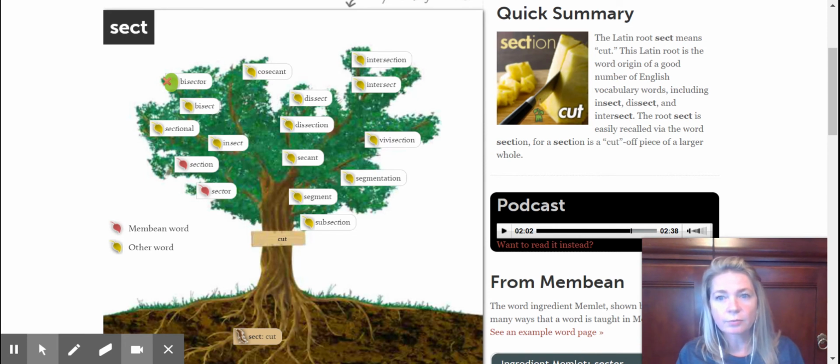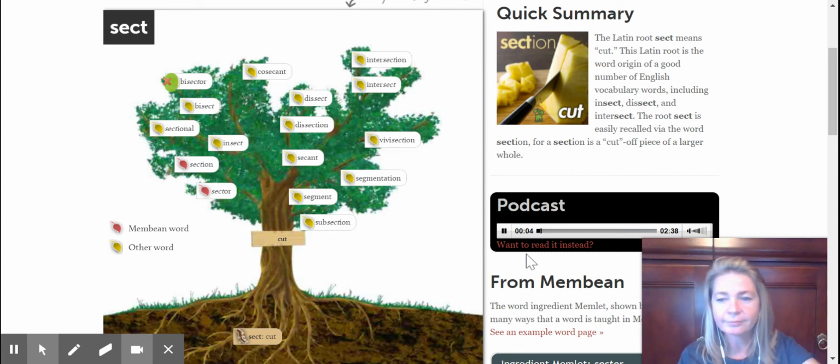This Latin root is the word origin of a good number of English vocabulary words, including insect, dissect, and intersect. The root sect is easily recalled via the word section, for a section is a cut-off piece of a larger whole. I'm going to play for you a brief podcast from the Membean website, and I'll give credit for Membean.